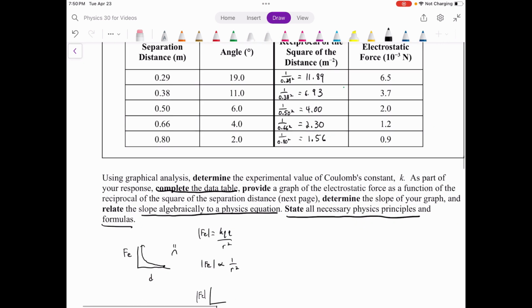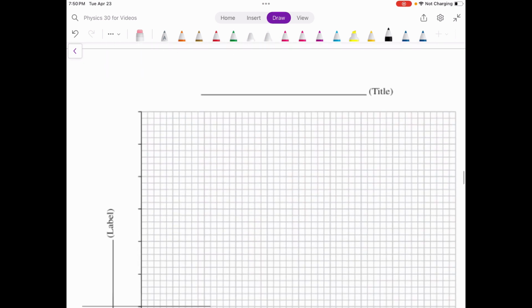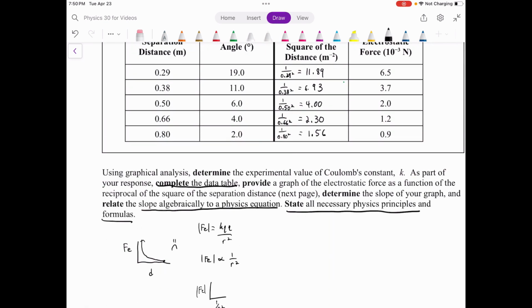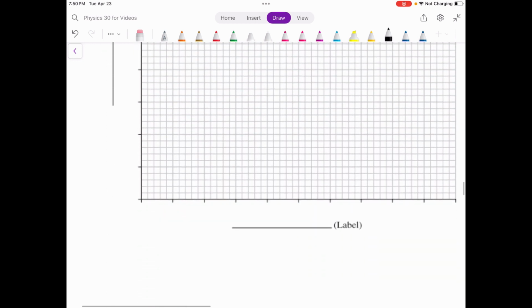Okay, so next up, on the next page, we need to actually produce the graph and do some graphical analysis with it, okay? So we'll provide a graph of the electrostatic force as a function of the reciprocal of the square of the separation distance. So let's go ahead and fill in our graph.